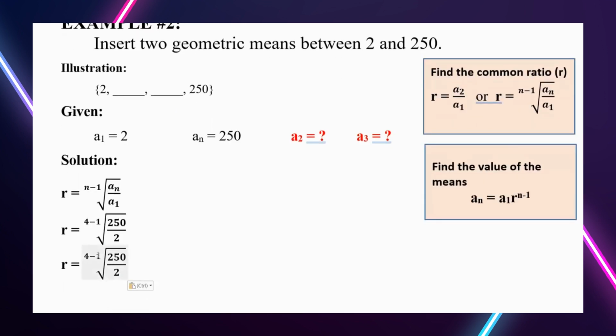So 4 minus 1 is positive 3. And 250 divided by 2 is equal to very good, 125. Now, let us get the cube root. The cube root of 125 is correct. It's positive 5. Therefore, the common ratio is positive 5.